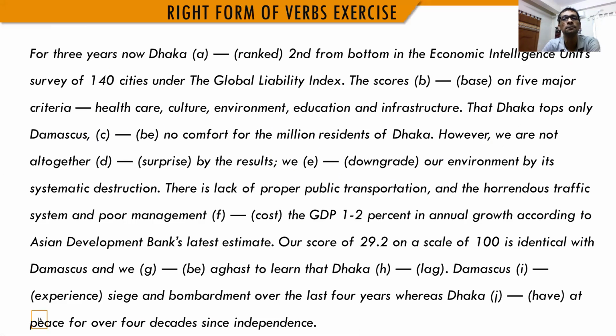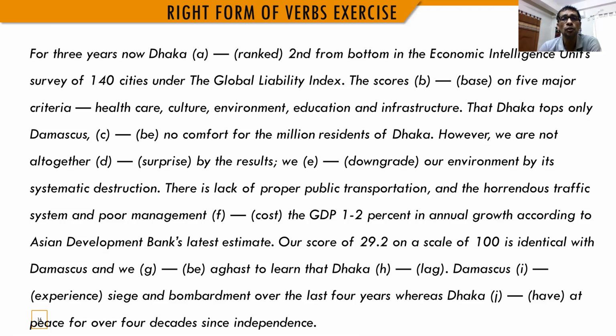The first sentence, for 3 years now, Dhaka ranked second from bottom in the Economic Intelligence Unit's survey of 140 cities under the Global Liability Index. It means that it's a statement. So you have to think about what type of sentence it would become. It would become a passive sentence. So the answer would be, for 3 years now, Dhaka has been ranked. If you say Dhaka ranked, then the sentence's meaning is not clear. So the correct answer would be, for 3 years now, Dhaka has been ranked.